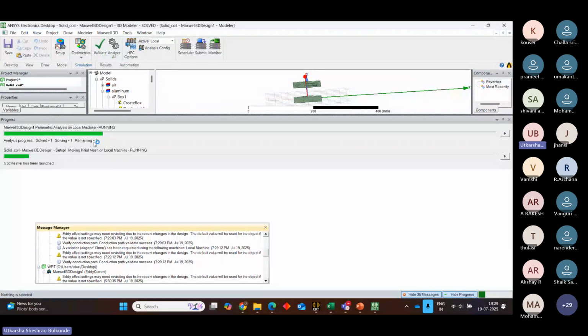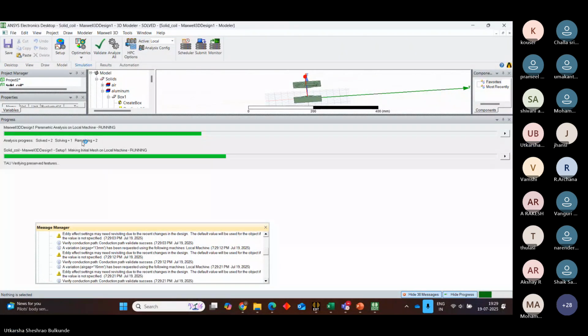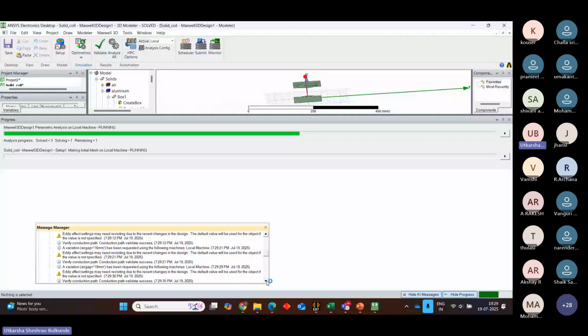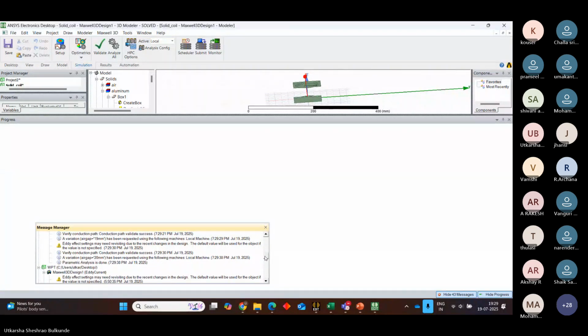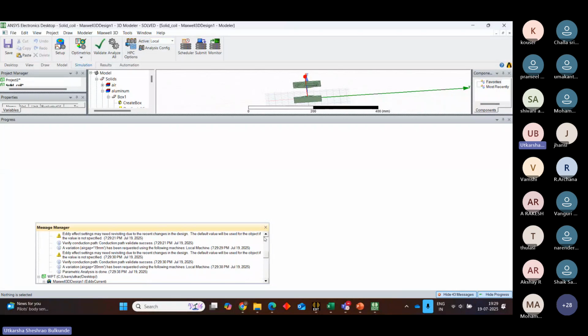Capital transfer. See, it is running very fast. Can you see? Compared to your spiral winding, it is running very fast. Can you see that? It's already done.